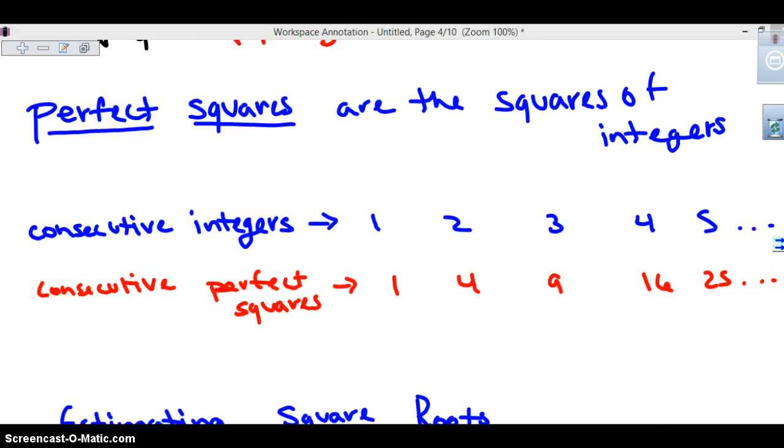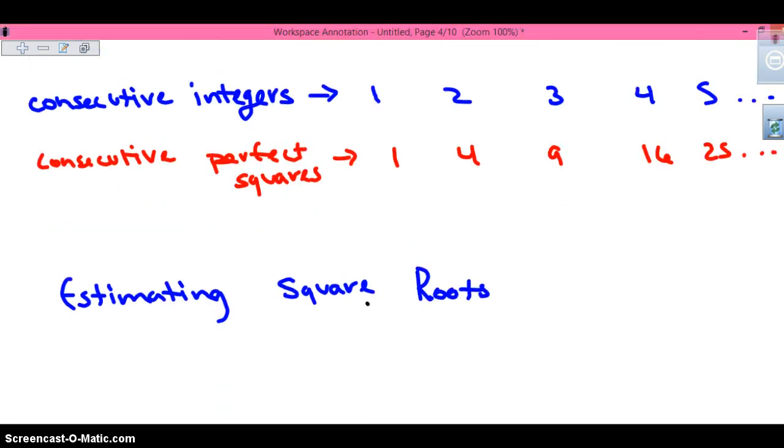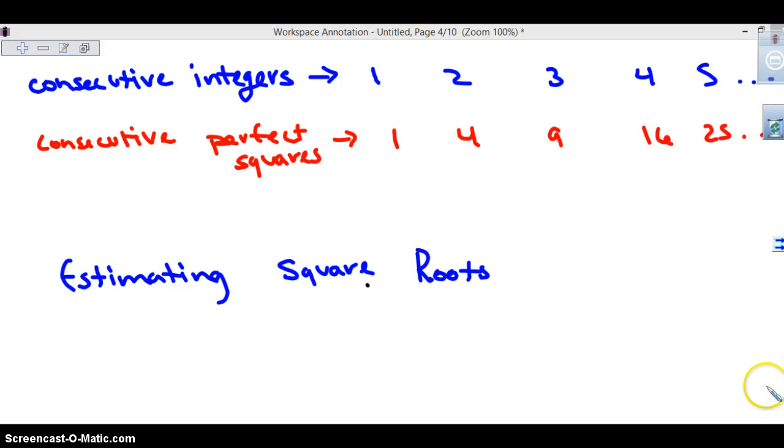Perfect squares are the squares of integers. So right here in blue ink are consecutive integers 1, 2, 3, 4, 5. And then the consecutive perfect squares. The square of 1 is 1. The square of 2 is 4. The square of 3 is 9. The square of 4 is 16. The square of 5 is 25, and so on. What's the square of 6? 36. The square of 7? 49. The square of 8? 64, and so forth. So thinking about consecutive integers and their consecutive perfect squares, we can estimate square roots.